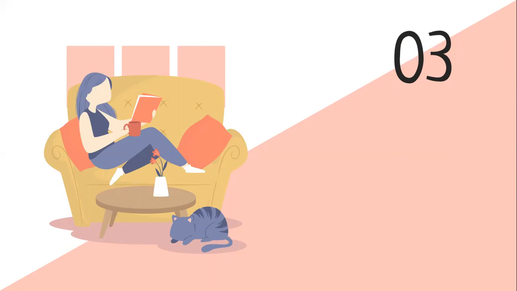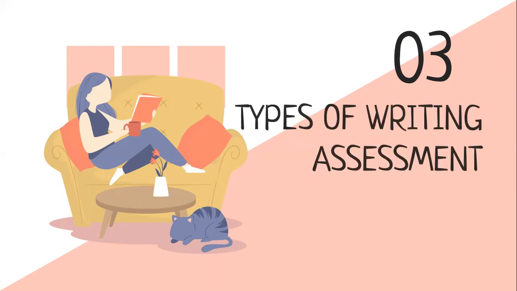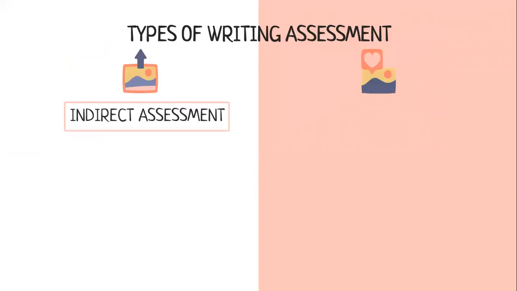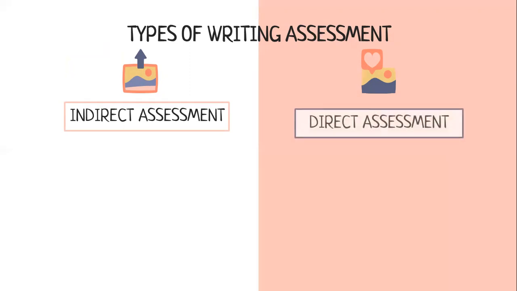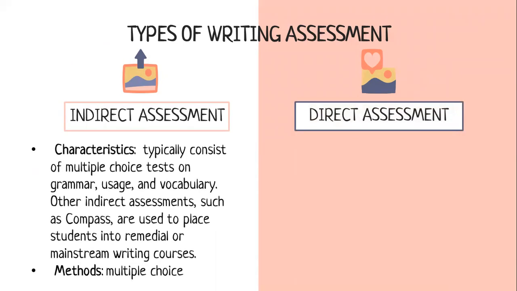So about the formal test, what types of writing assessment are used? We will investigate it in the third part, types of writing assessment. I divide the types of writing assessment into two types, indirect assessment and direct assessment. About indirect assessment, it typically consists of multiple choice tests on grammar, usage, and vocabulary. Other indirect assessments, such as COMPASS, are used to place students into remedial or mainstream writing courses.